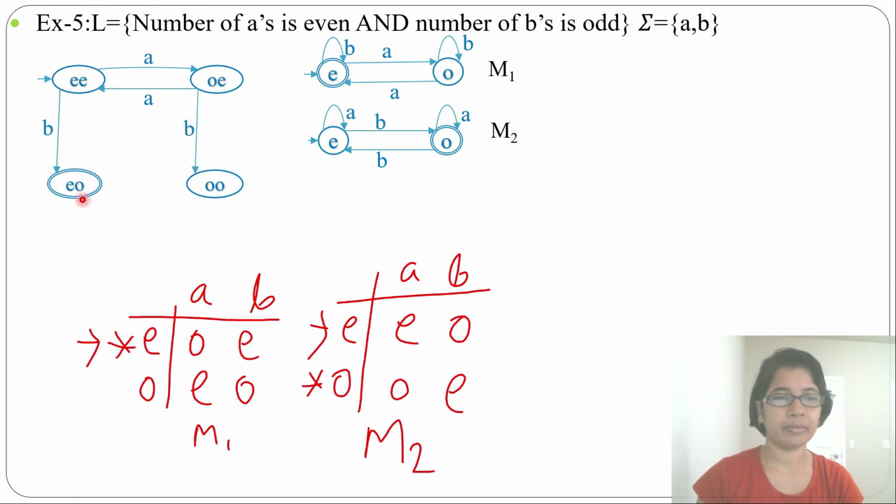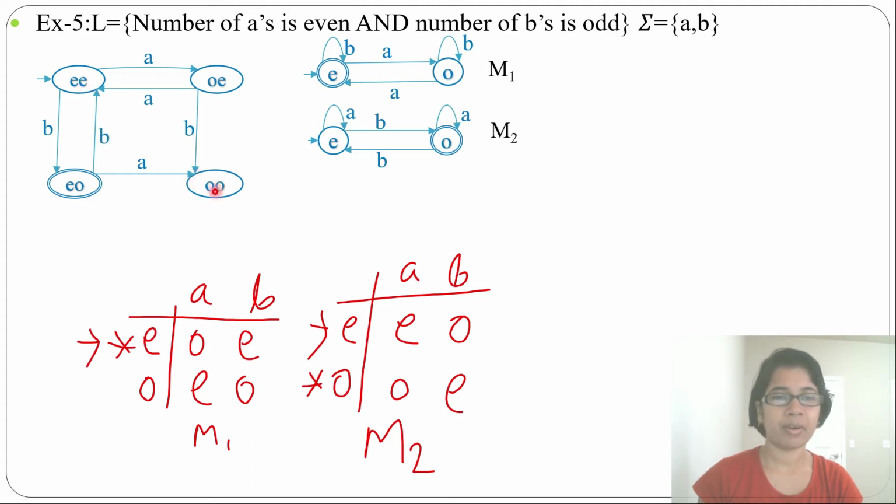Now we'll find for the even odd state. From E by A it goes to O, and from O by A it goes to O. So even odd by A it will go to the odd odd state. Now by B where does it go? From E by B it goes to E, and from O by B it goes to E. So by B it will go to the EE state.